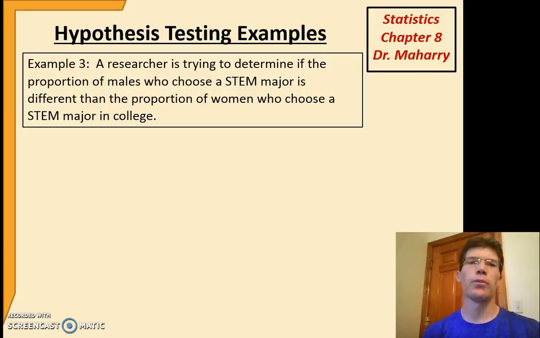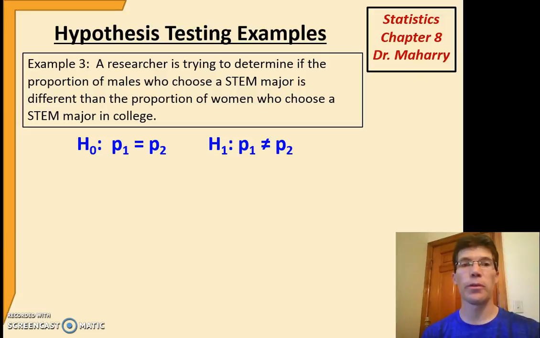A third example, suppose a researcher wants to know if the proportion of males who choose a STEM major is different than that for females. So STEM is science, technology, engineering, and mathematics. So he takes a survey of men, takes a survey of women, and compares the proportions. So he might start with that idea of there is no difference, there is no effect. The proportion of men is the same as the proportion of women who choose a STEM field, versus the alternative that those proportions are different somehow.